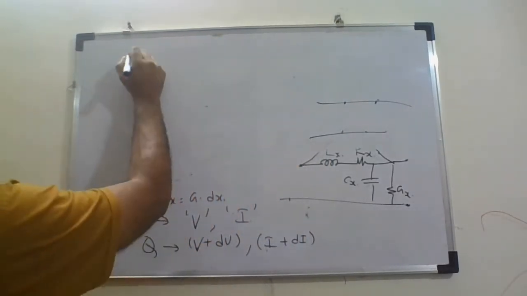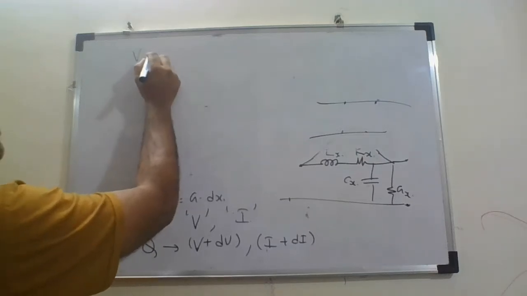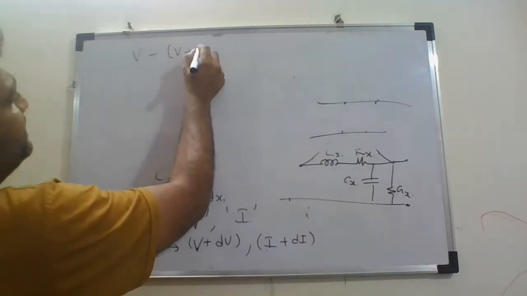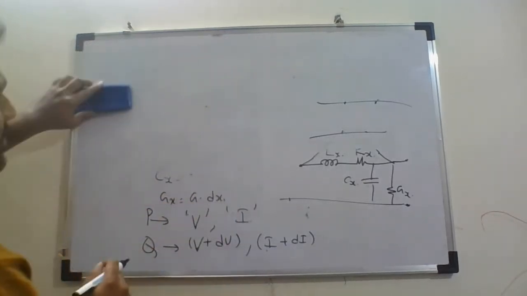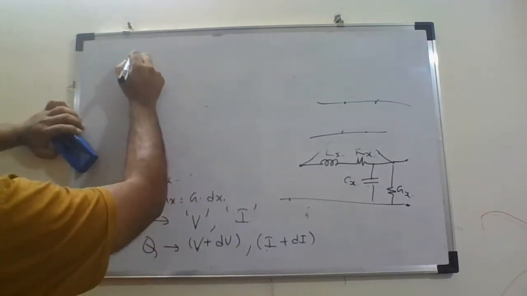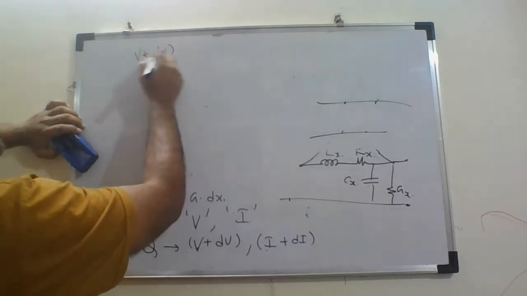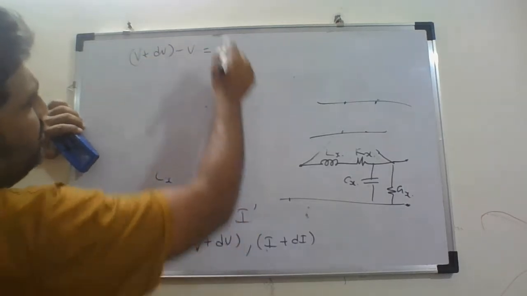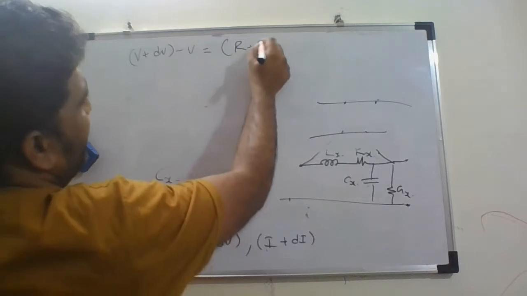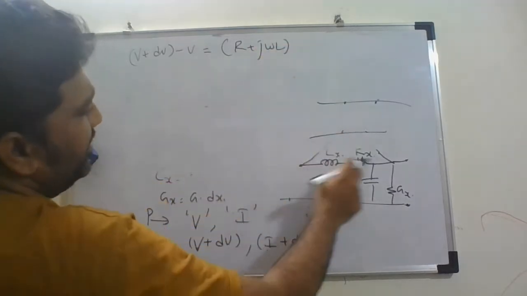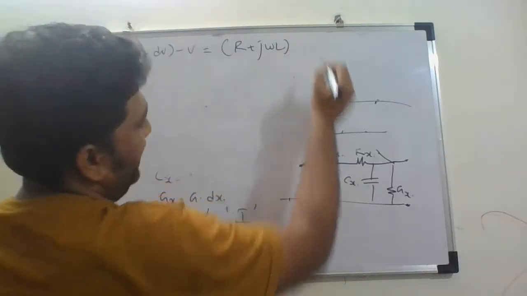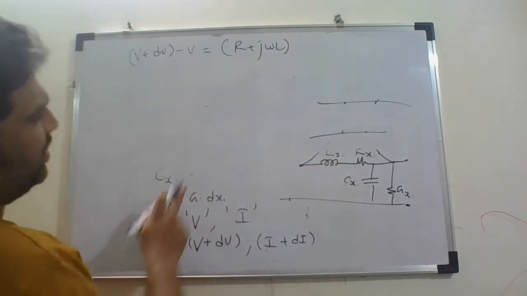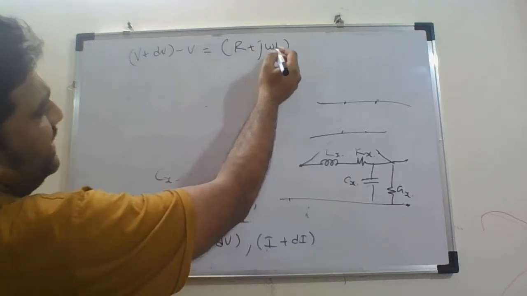So this can be written as V plus dV minus V is equal to R plus j omega L, that is the impedance that we have in the series arm, into, right? Because this is Rx and this is Lx.